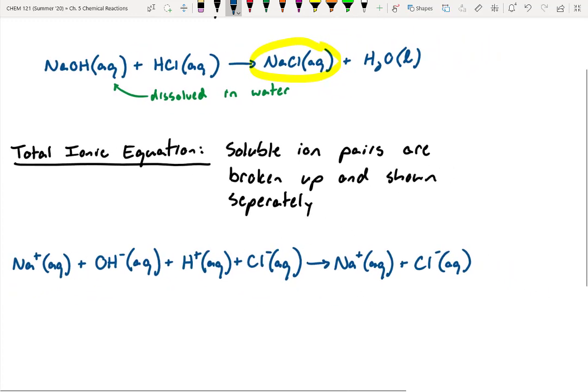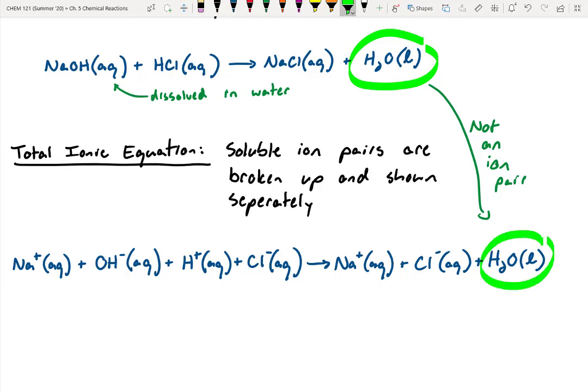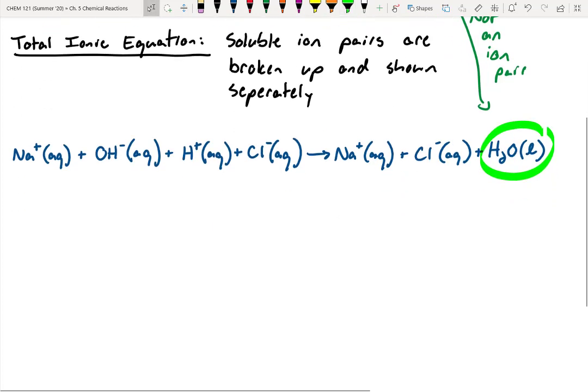Okay, so we're almost there. And then if we look over here, this is not an ion, right? So we'd leave it as is. It's not an ion pair. Because of that, we're just going to leave this as plain old H2O as a liquid. So now we've got our total ionic equation. But like I said, anything that's not an ion, meaning it's 100% covalent bonds, like water, we want to leave exactly as is.